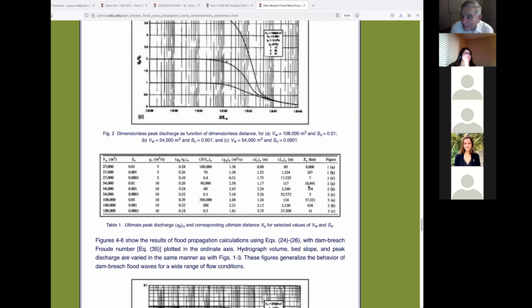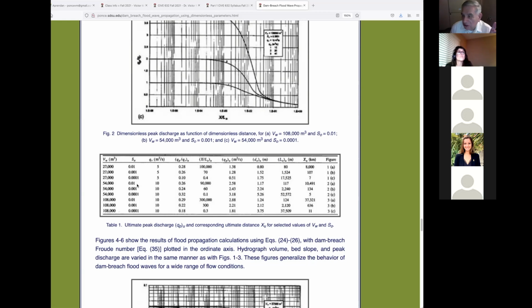10,000 kilometers, it surrounds the world. Okay, so see the sensitivity of this stuff, which means what we already knew. If the downstream slope is mild, it will attenuate. If it's steep, it will not attenuate. And the range is practical.